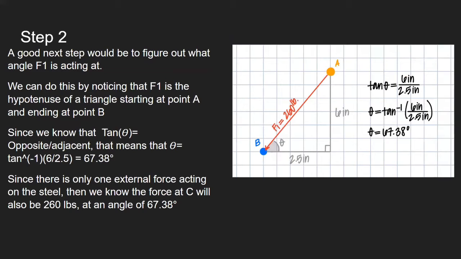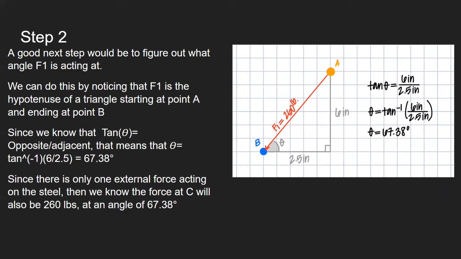Step 2. A good next step would be to figure out what angle F1 is acting at. We can do this by noticing that F1 is the hypotenuse of a triangle starting at point A and ending at point B. Since tangent theta equals opposite over adjacent, theta equals the inverse tangent of 6 over 2.5, which gives you 67.38 degrees.